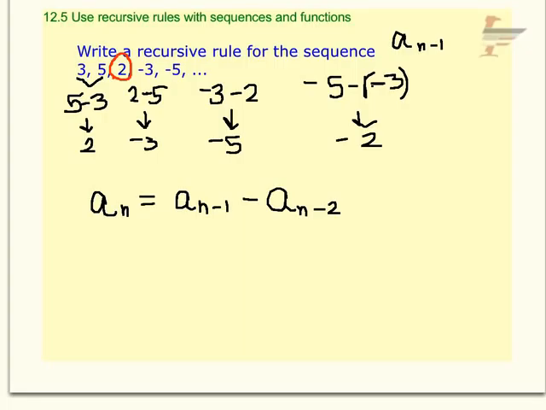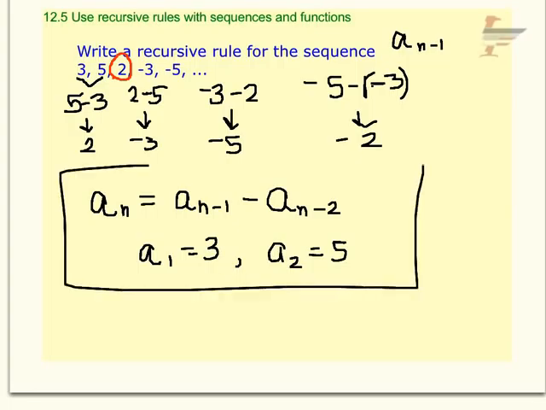Also remind yourself with recursive sequences you have to list any terms that are needed to get you started. Well, obviously if I'm starting with the third term, I would have to let you know that the first term is 3 and the second term is 5. Otherwise you don't have enough information to get that sequence going. So there is your recursive sequence.